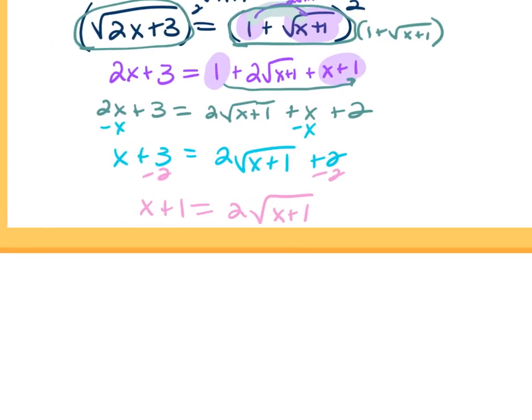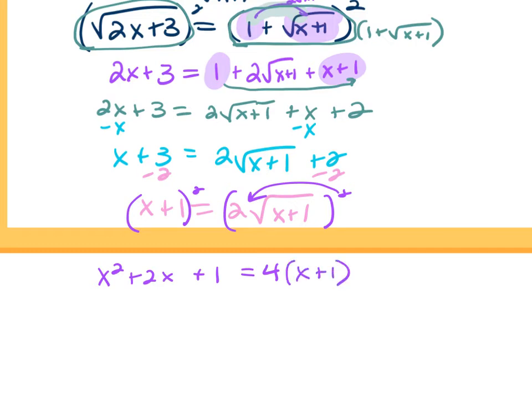So from here, I can actually just square both sides. On the left, I'm going to use a shortcut: x squared plus 2x plus 1. On the right, I can do 2 squared, which is 4, and then the square root of x plus 1 squared, which is x plus 1. It took 2 times, but we got rid of the square roots.